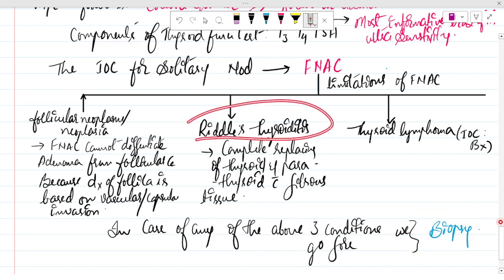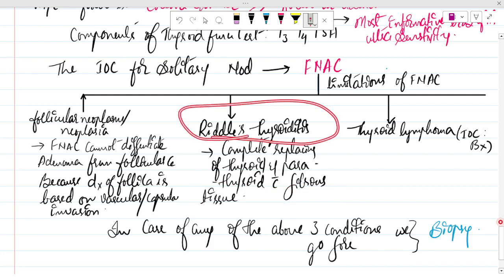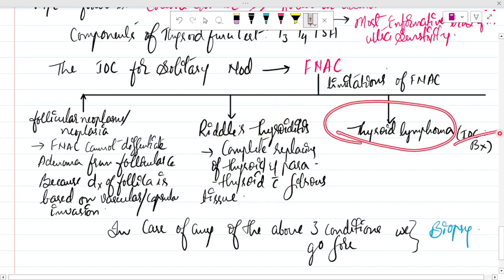as in Riedel's thyroiditis. Why can FNAC not be done? Because in Riedel's thyroiditis, the complete thyroid as well as the parathyroid tissue is replaced with fibrous tissue. So FNAC cannot be done successfully in Riedel's thyroiditis. And in thyroid lymphoma, obviously the investigation of choice is biopsy.